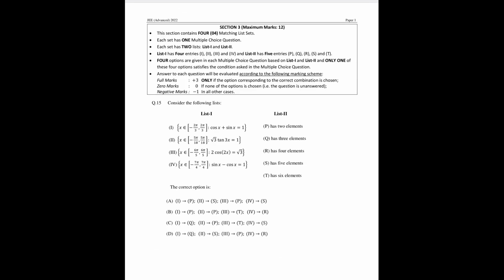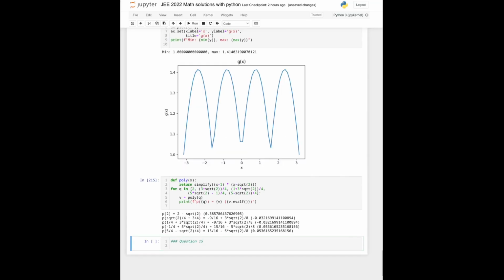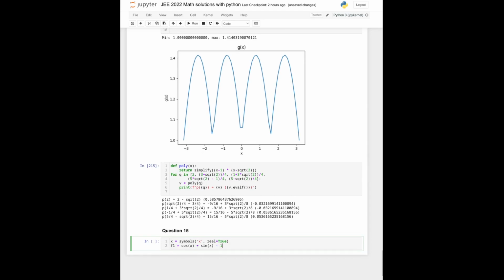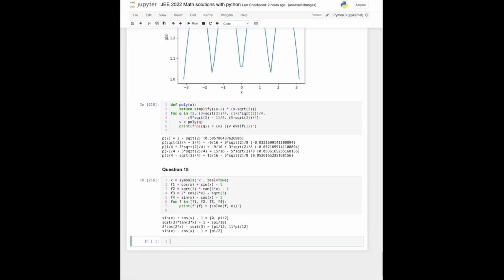Finally, we are in the last section of the paper. Question 15. Let us evaluate all the options. Item 1 matches P. Item 2 is a tan function which is periodic. It will have 2 values in a given interval. Hence, option 2 is correct.